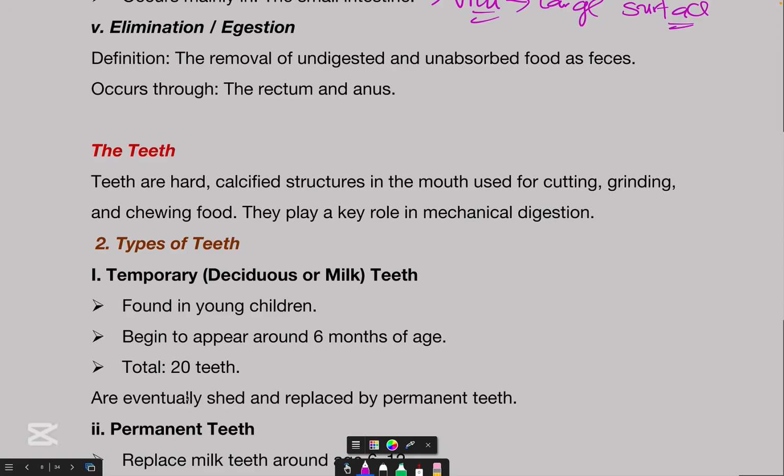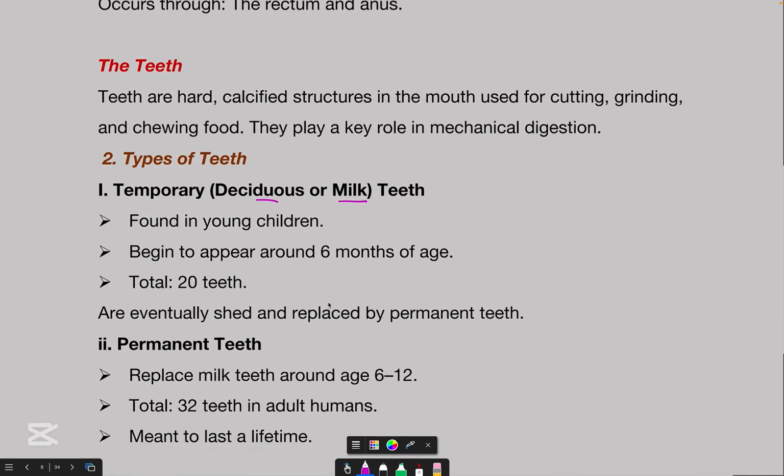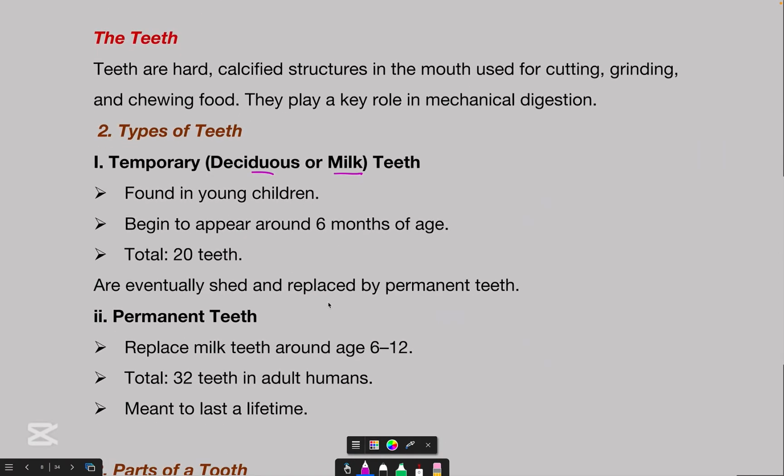Now, types of teeth. We have the temporary, deciduous, or milk teeth. This type is found in young children, and it begins to appear around 6 months of age. There are about 20 of them. They eventually shed and are replaced by permanent teeth.